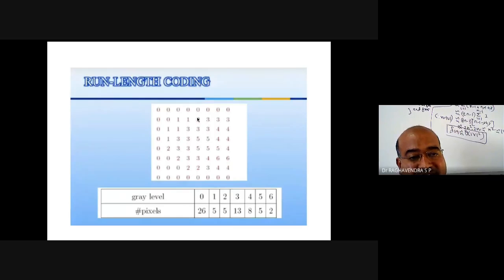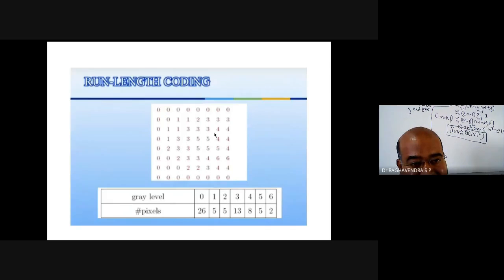Similarly, if you go for the gray level value 2, so 2 is present here. Then again, where is 2 present again? Here. That is 2, 3, 4, 5. So 2 is present 5 times. Next, 3 is present 13 times. If you count the occurrence of 3, it becomes 13 times. Similarly, 4 is present 8 times. 5 is present 5 times.